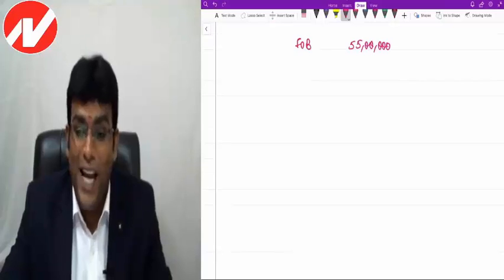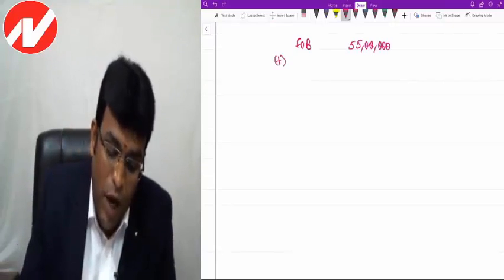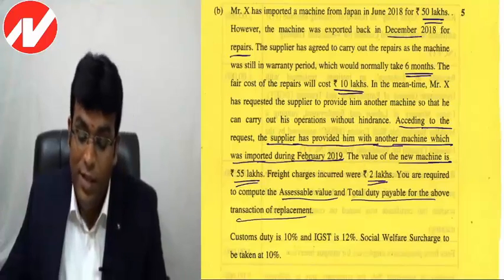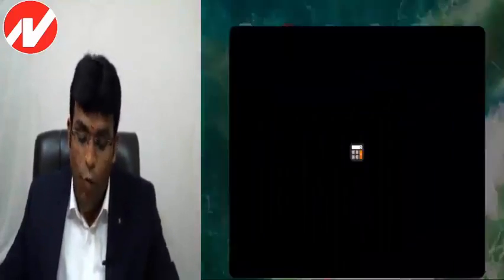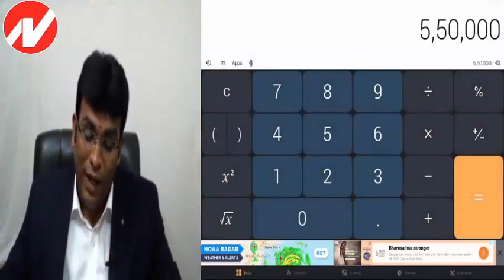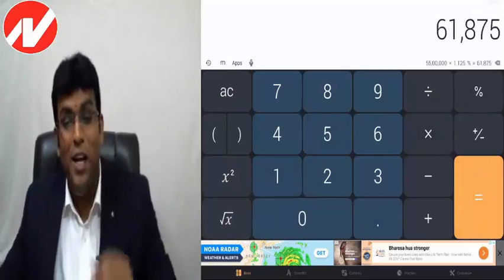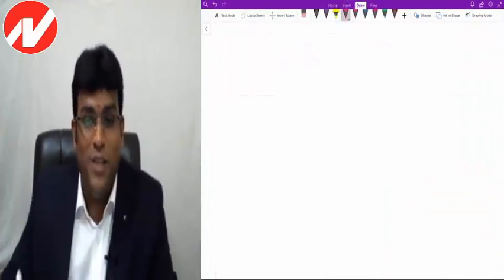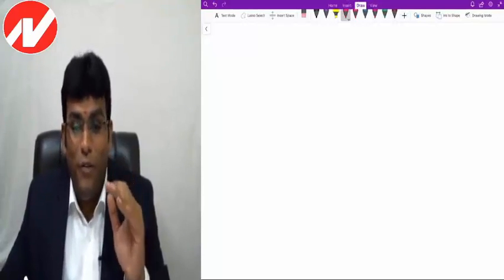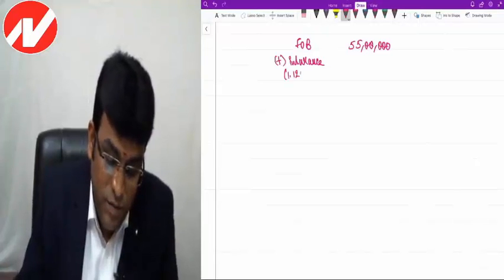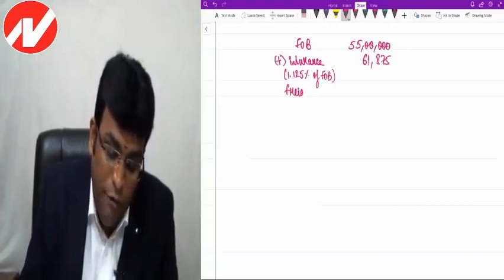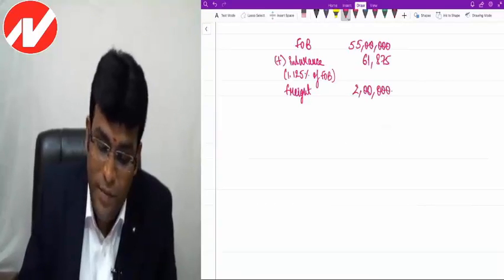Sir, 55 lakhs becomes my value of machine. To this 55 lakhs, we all know that we will add insurance and freight. What is the insurance figure given? Nothing is given. If nothing is given, we will take it as 1.125% of FOB. 55 lakhs into 1.125% of FOB is coming to 61,875. Insurance cost, since we don't know, we will take it as 1.125% of FOB. 61,875. And freight already given is 2 lakh rupees. So total comes to 57 lakhs 61,875.